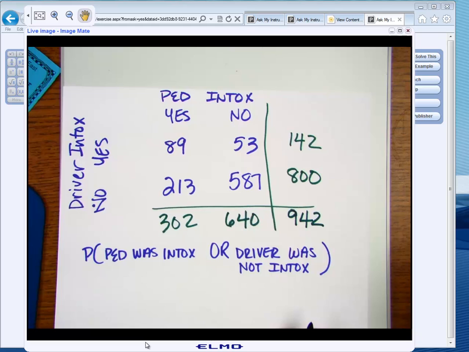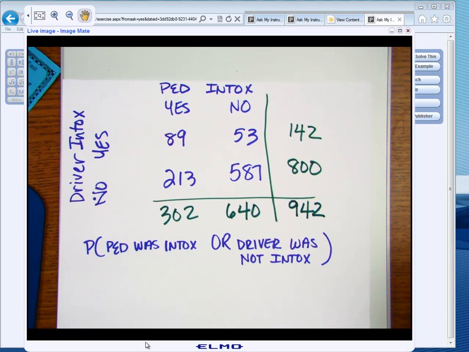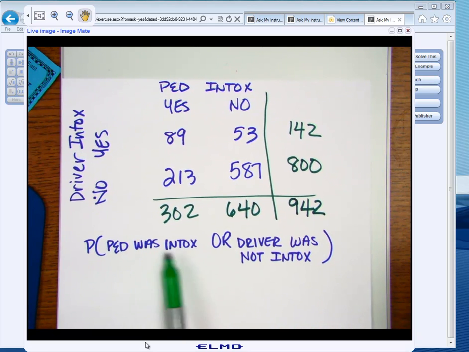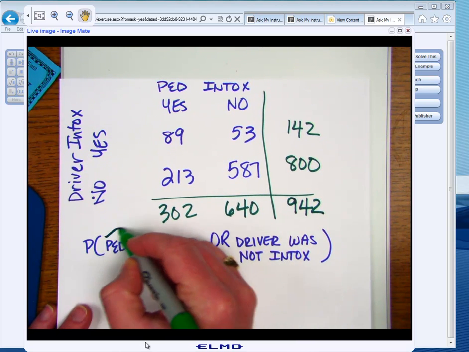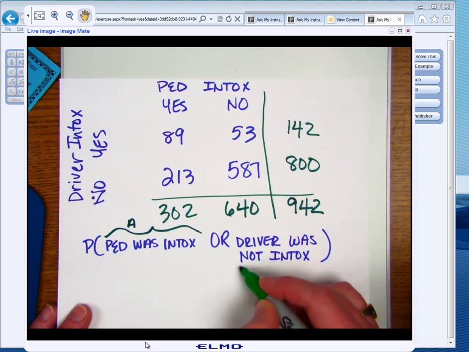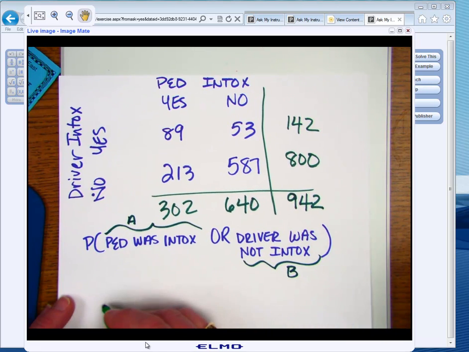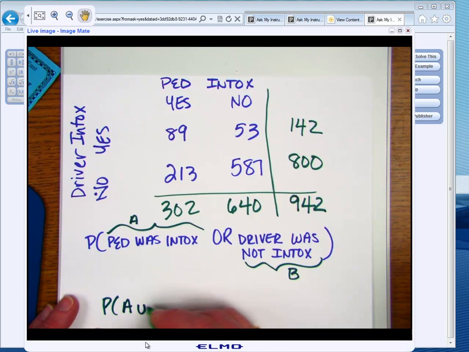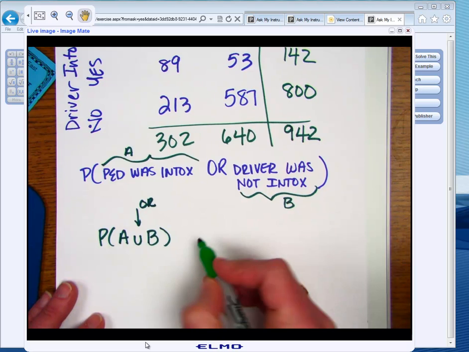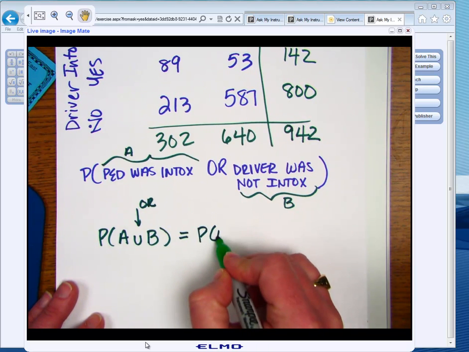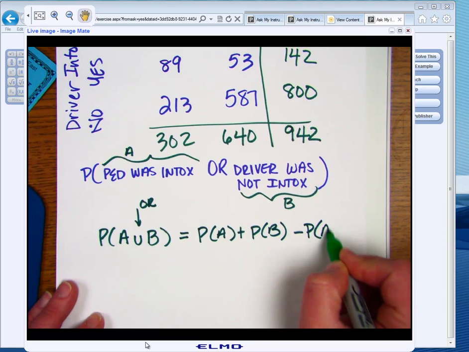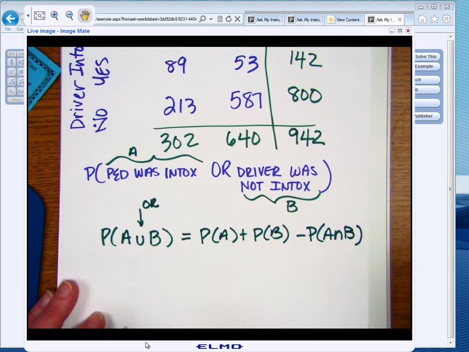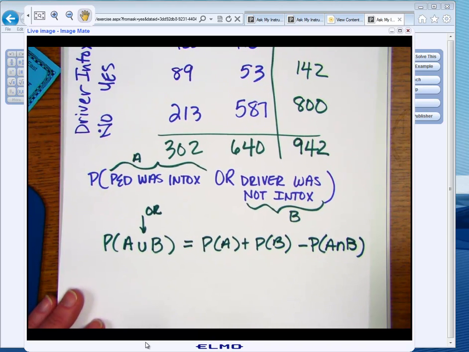That's your total. Okay. And so in this case, we're looking for the probability that the pedestrian was intoxicated or the driver was not intoxicated. So we're going to call this A, event A, and we'll call this B. Remember, the probability of A or B is equal to the probability of A plus the probability of B minus the probability of A and B. Okay, and so now we just need to figure out our probabilities.